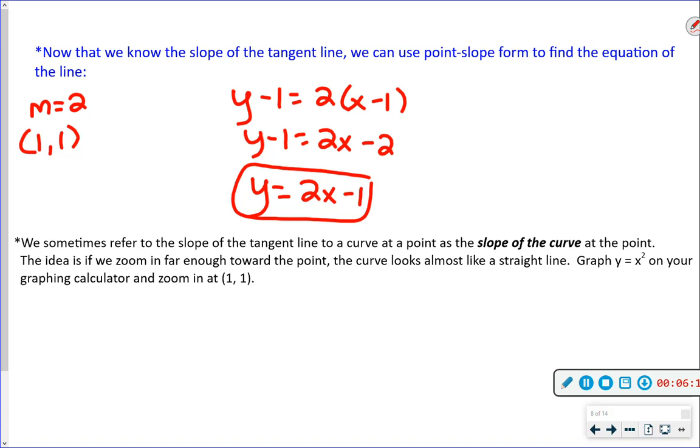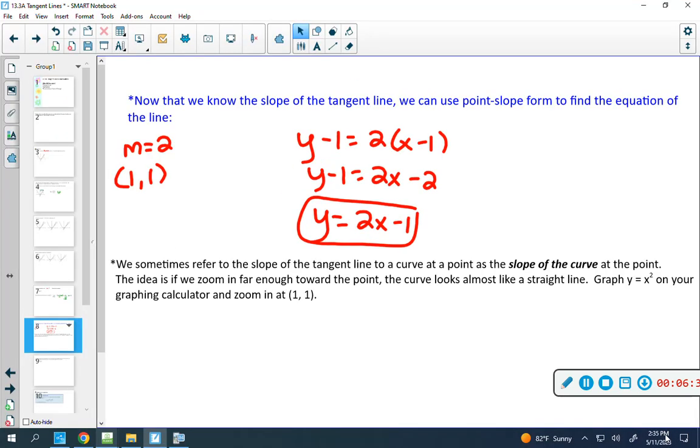Now, one thing I'm going to show you on your graphing calculator here is this. Sometimes we refer to the slope of the tangent line to a curve as the slope of the curve at the point. The idea is, if you zoom in, I don't know if you know how to zoom in on your graphing calculator, I'm going to show you that. If you zoom in enough, it almost looks like a straight line. So, pull up your calculator.